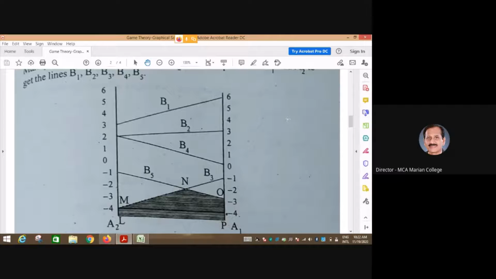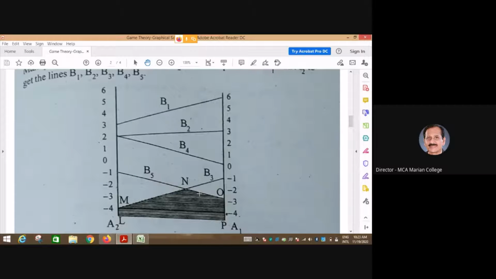So after drawing all these lines, now find the lower region of the intersection. This corresponds to the maximin, or the lower boundary of these lines will give the minimum expected payoff. The lower boundary is this, which is marked by the points L, M, N, O, and P. This is the region. This is the lower boundary.